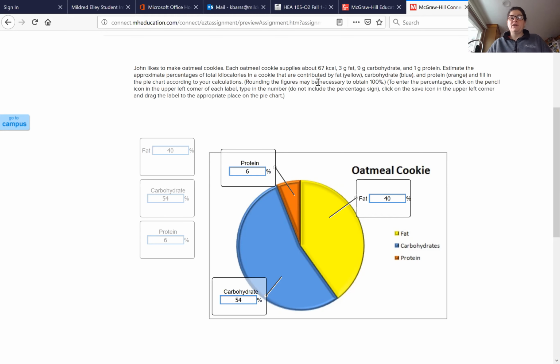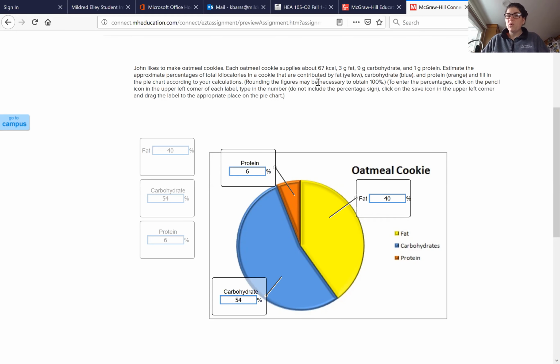That's one fact that we know. We also know that there's a total of 3 grams of fat in that cookie, 9 grams of carbohydrates, and 1 gram of protein. I wish most cookies were only 67 calories, but that's actually not the case. Maybe it's a really small cookie. I don't know.